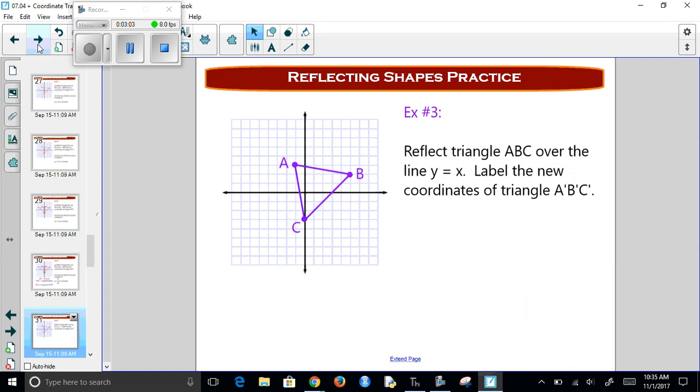All right, so if we reflect it over y = x, this gets a little bit trickier. We draw on our line, and we count up how many diagonals in each direction and go over. Make sure you're perpendicular with the line, and you should have something like this.